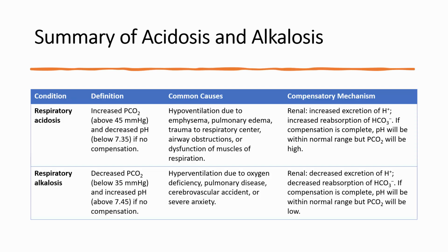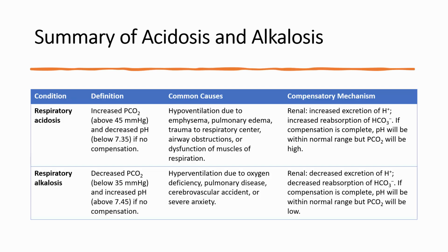Compensatory mechanisms: the kidney can compensate for this. It's going to increase excretion of hydrogen, so you're going to pour out, or pee out, I should say, more hydrogen, right? And increase the reabsorption of bicarbonate ions. If compensation is complete, pH will be in normal range, but the PCO2 will still be high. It's just compensated now.